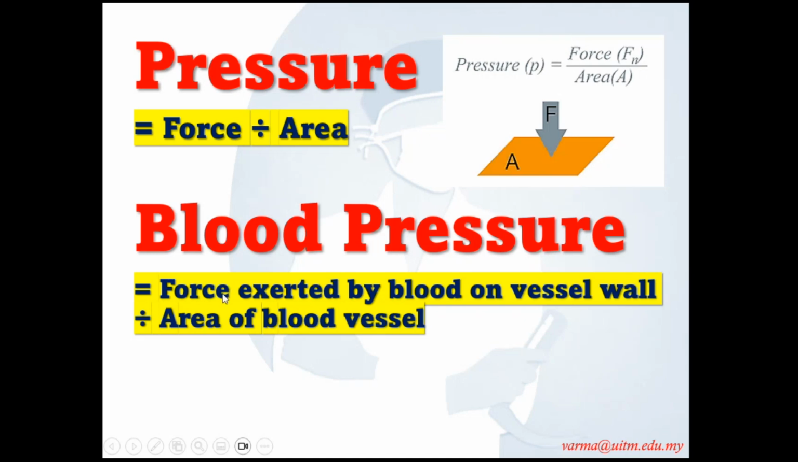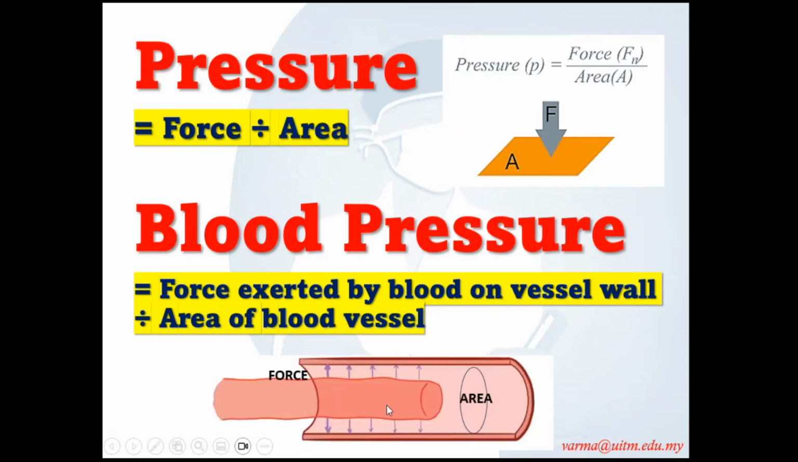Blood pressure is the force exerted by blood on the vessel wall. So this is the blood. Blood is exerting its force over this area of the blood vessel, and that is going to cause the pressure. If you look at it, this is the blood vessel, and this is the area of the blood vessel, which is the diameter of the blood vessel. Blood is flowing through, and the blood flow is going to exert pressure on both sides, towards the circumference, on the walls of the vessel.